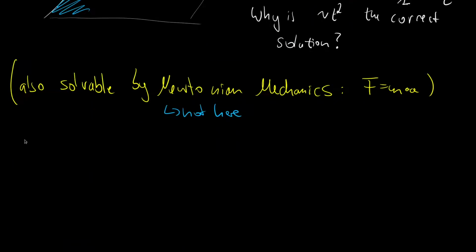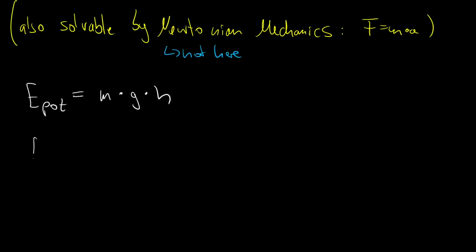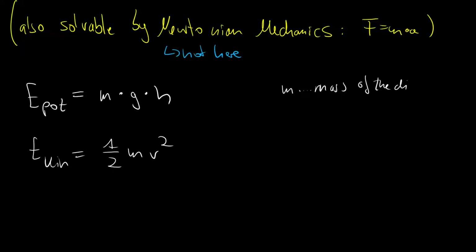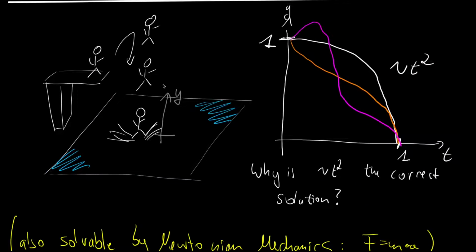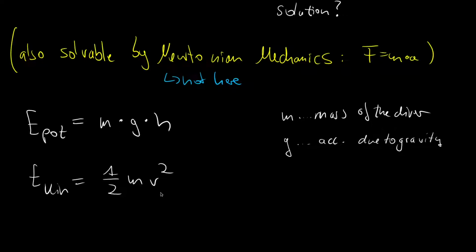And we are considering two types of energy. We have the potential energy, which is m times g times h, and the kinetic energy, which is 1/2 m v squared. And in here we have the following constants. m is the mass of, let's call him, the diver, and g is the acceleration due to gravity. Then we have h, which will be the height above ground, and he will start at a certain height and then fall down. And v will be the velocity that he has at a certain point in time.